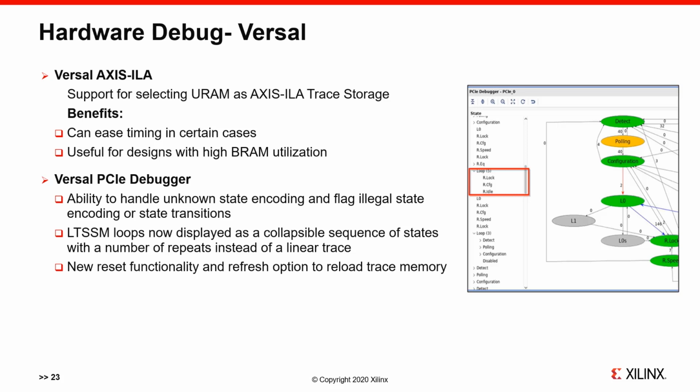Under the hardware debug side of things, one of the new features this time around is that we have added support for selecting UltraRAM in addition to block RAM as Axis ILA trace storage. This can be helpful to ease timing in certain cases and for designs with high BRAM utilization. We also have the Versal PCIe debugger, which gives a nice debugging interface to read out the LTSSM state machine status. We can now handle unknown state encoding and flag illegal state encoding. With the ability to reset and refresh the PCIe core, you can now capture a new trace or reload the trace memory.